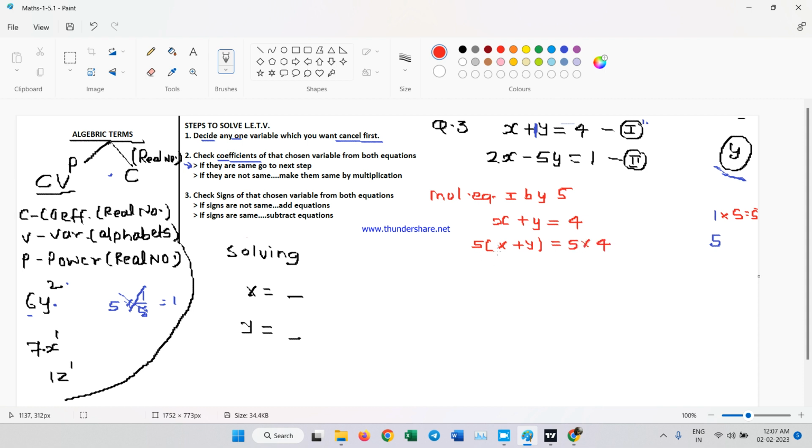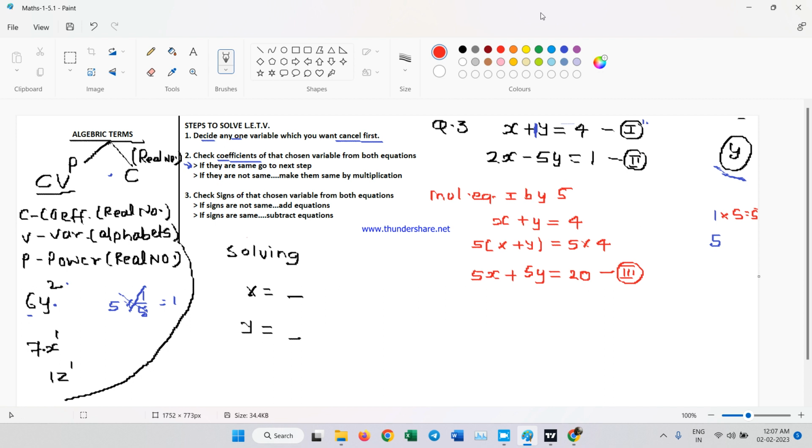So here phi into x will become phi x, then phi into y. These are the basic things. 5 4s are 20. Now this is the new equation that we are getting here, so we will immediately name it as equation number 3. In sequence, as we get new equations, we will keep numbering them in sequence. So this is equation number 3.